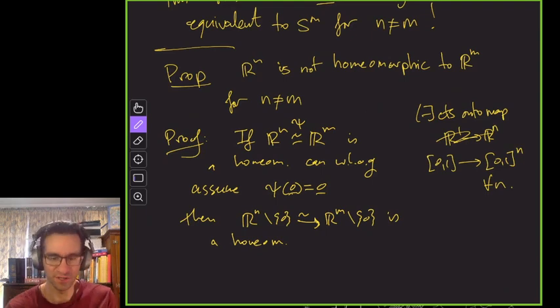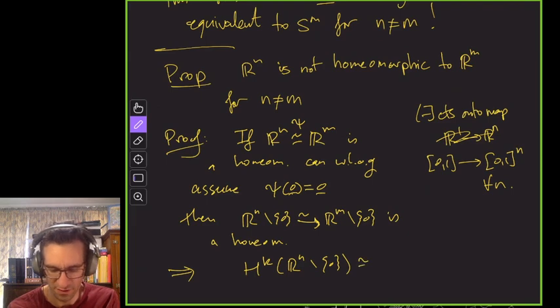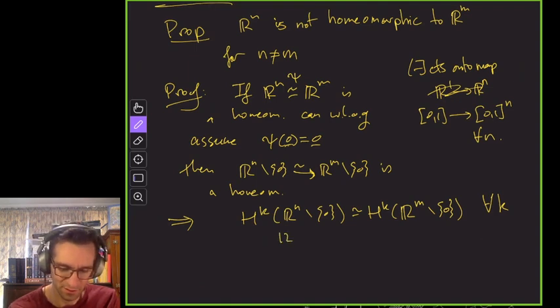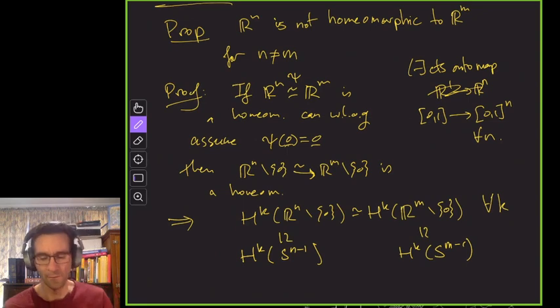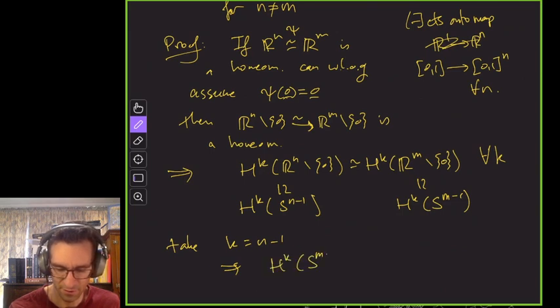Okay, so now let's look at the cohomology of these things. If these are homeomorphic, then their cohomologies should be the same. It's just Z here, say. But we know that Rn minus a point is homotopy equivalent to a sphere. So this is isomorphic to S^(n-1), and this is isomorphic to the kth cohomology of S^(m-1). So now let's take k equals n minus 1. That implies that H^k of S^(m-1) is isomorphic to, well, say Z.